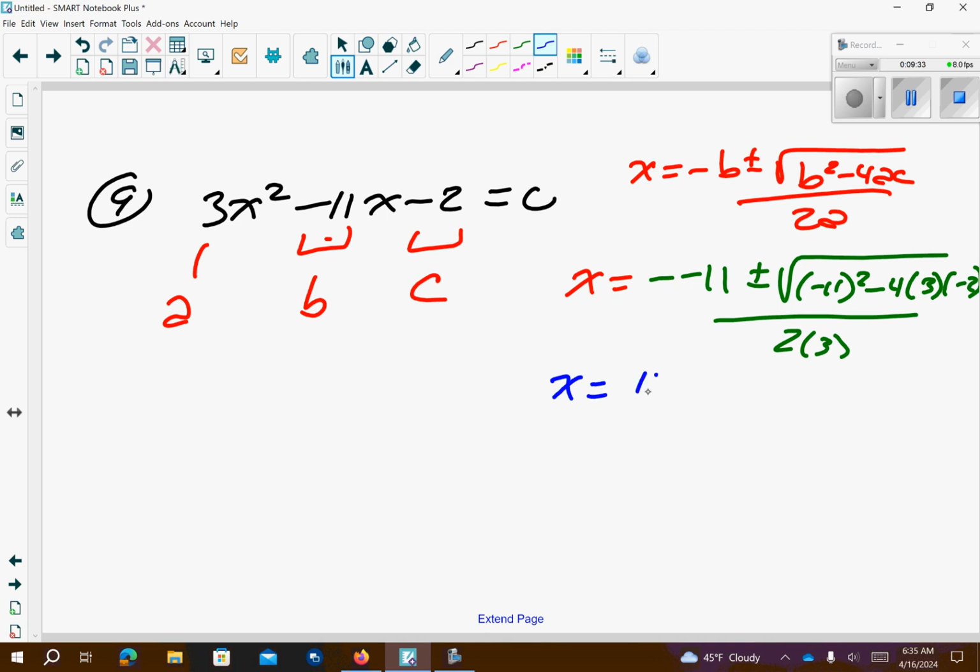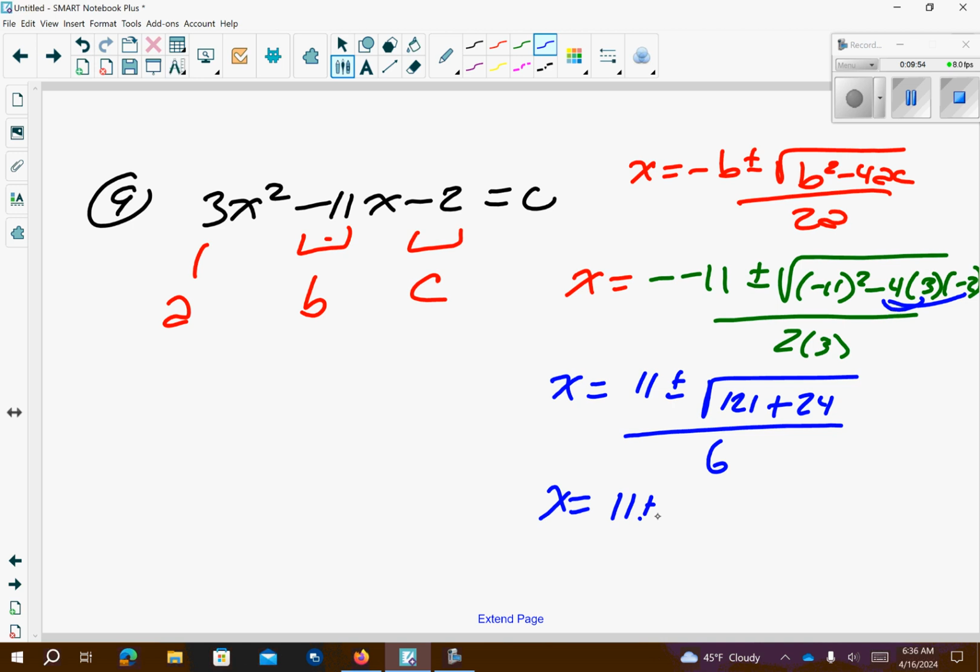Negative negative 11 is 11 plus or minus negative 11 squared. Negative 11 times negative 11 is 121. Negative 4 times 3 is negative 12. Negative 12 times negative 2 is positive 24, all over 6. So let's get x equals 11 plus or minus the square root of 121 plus 24, I believe that is 145 over 6.